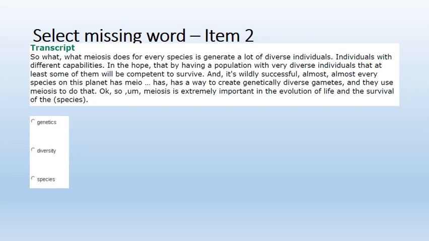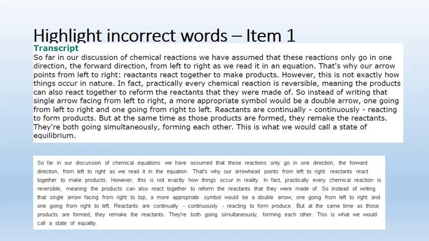Genetic diversity, species. Highlight incorrect words. So you have to highlight the incorrect word from a paragraph, and you'll hear a recording, and while you hear the recording you have to highlight the incorrect word in the paragraph. Alright, so I'm here reading a transcript, and while you listen, read the below paragraph and highlight the incorrect word.